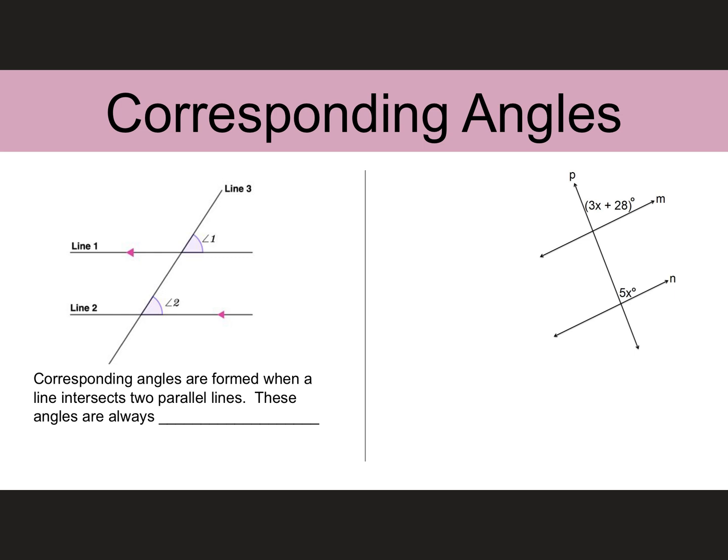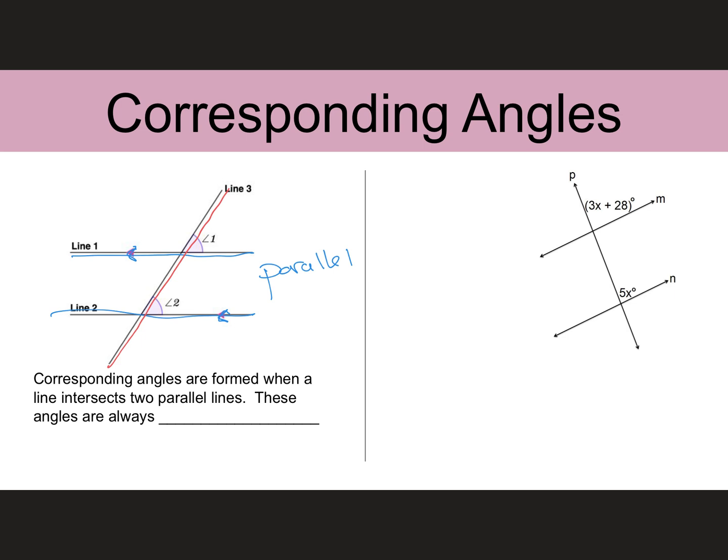Another important one to know is what's called corresponding angles. When we have two parallel lines, so if you look here, you have a line here and a line there, and they're represented by this arrow. When you see those arrows, that means that they are parallel lines. And then we have another line that is cutting through both of them, intersecting both of them. When that happens, we are going to be creating corresponding angles.